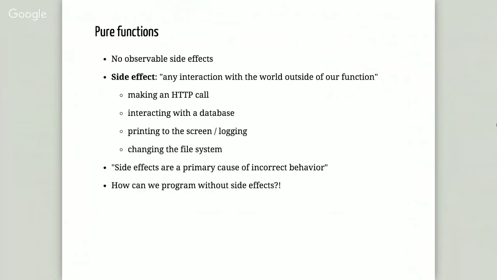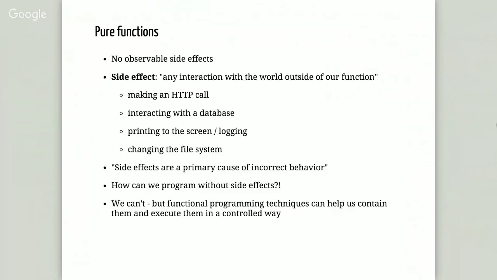So if you're new to functional programming, you're probably questioning how you can program without side effects, because a program which doesn't do any of this stuff isn't going to be very useful. And the answer is that we can't, but what we can do is aim to contain those side effects and execute them in a controlled manner, and functional programming gives us the tools to do so.